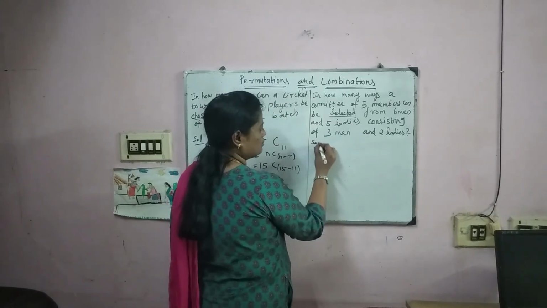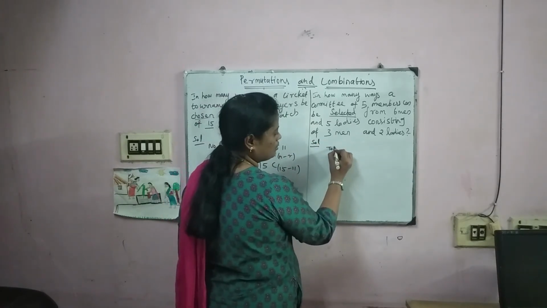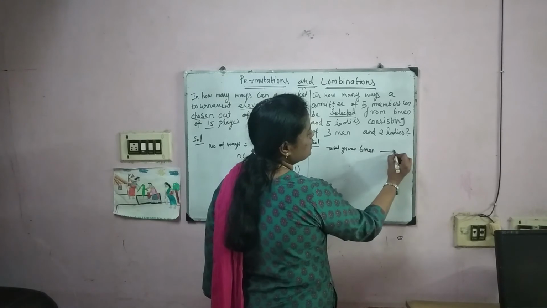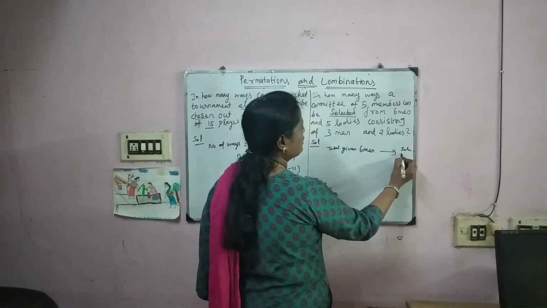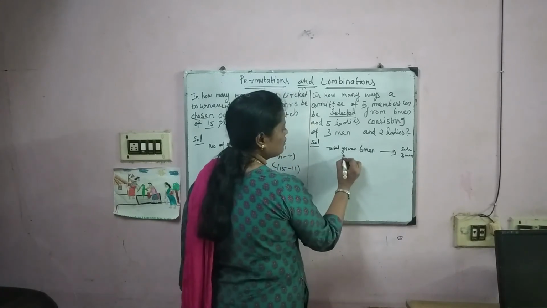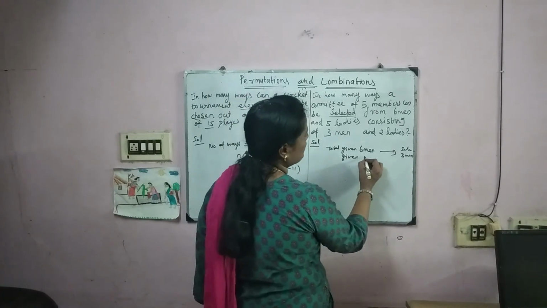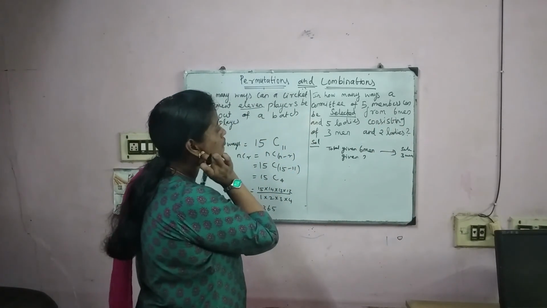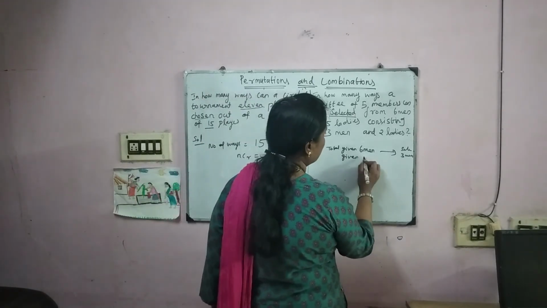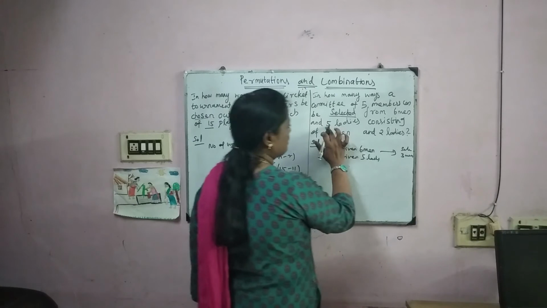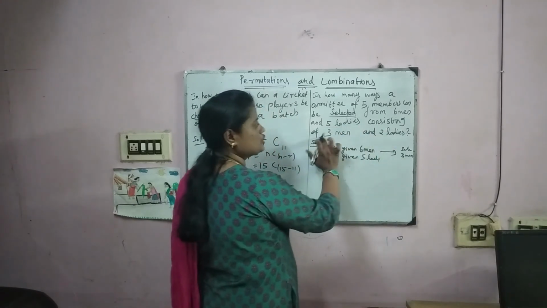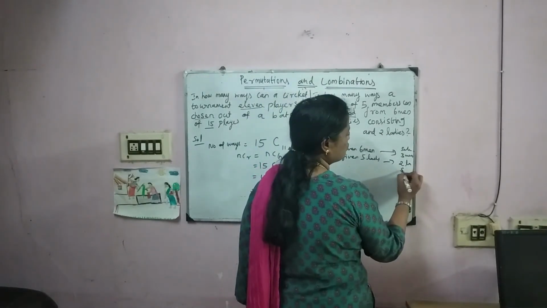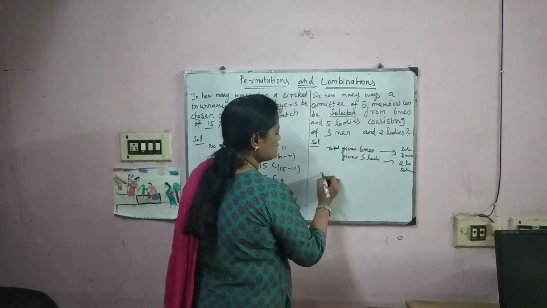So solution. What is the total given? The total given are 6 men. From this we are going to select 3 men. Then ladies, so how many ladies they given? 5 ladies. From the 5 ladies, consisting of 3 men you have to choose and 2 ladies you have to select. This is our selection method. So the answer is selection.